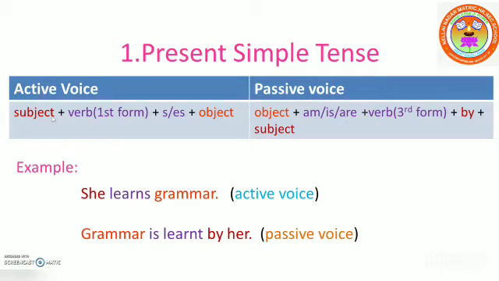Here, the structure for present simple tense in active form is given. Look at the structure. Subject. We begin the sentence with subject. Followed by the subject, we use verb in first form, which means V1 form. If the subject is third person singular, then we add S or ES to the main verb. Then followed by the verb, we use object.